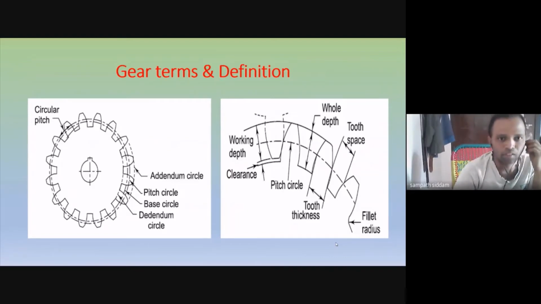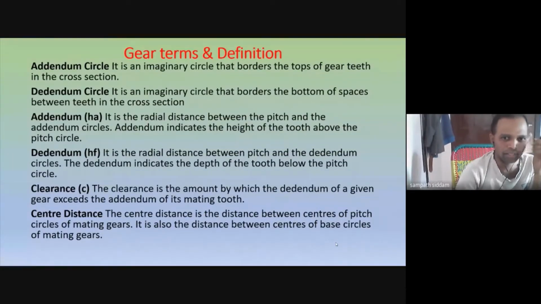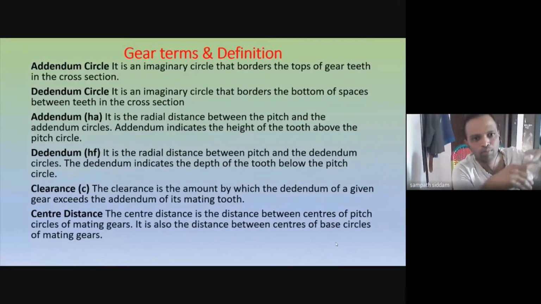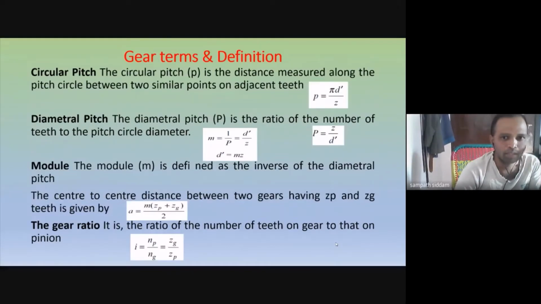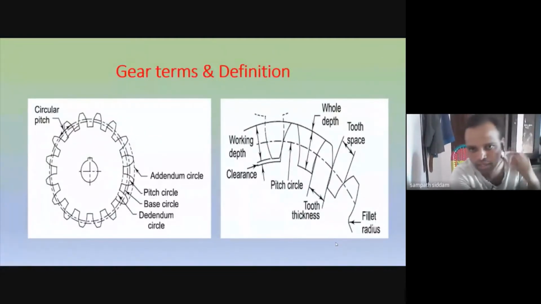Okay. And next, clearance. What is clearance? Clearance is the amount by which the dedendum of the given gear exceeds the addendum of its mating tooth. Generally we say it is the clearance. So if it exceeds the addendum, then we say it is clearance. You can observe the figure, where the distance between that circle and the one below it is the clearance. Here you have your clearance in between.